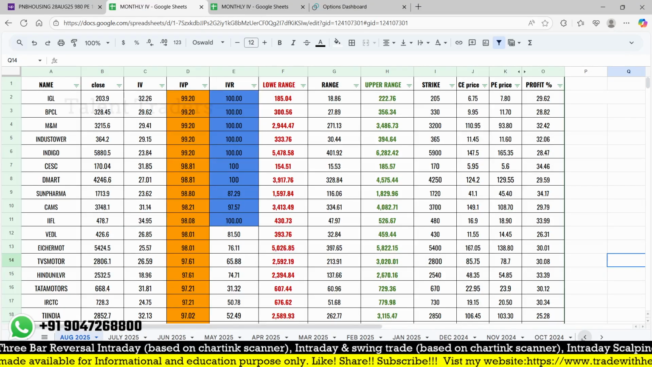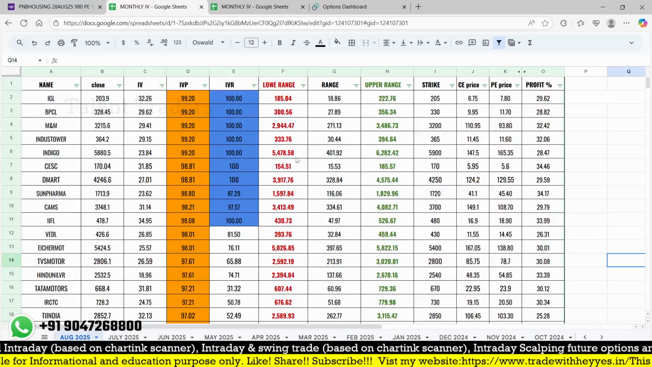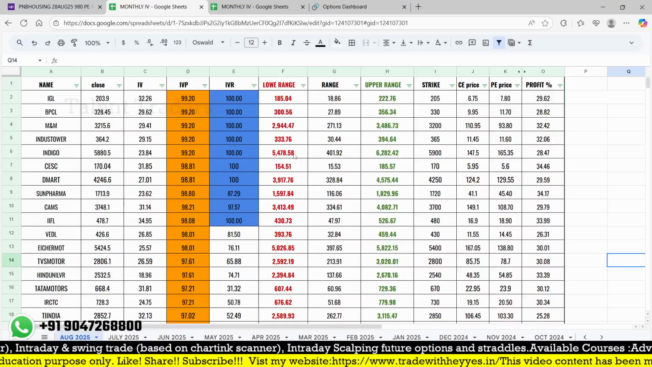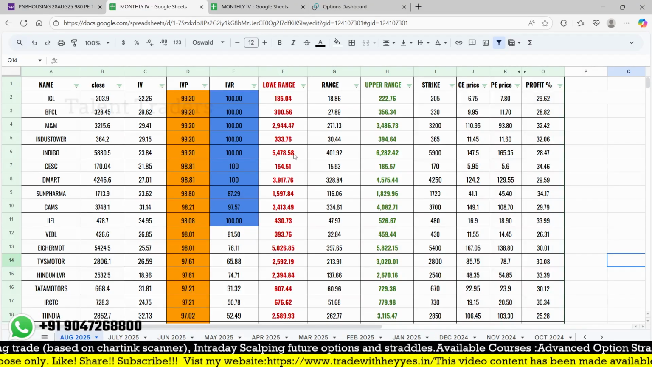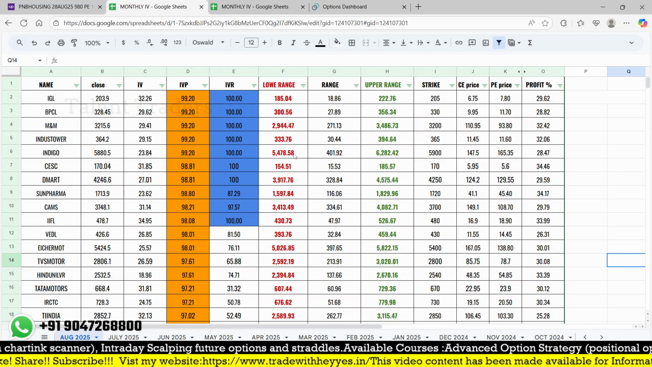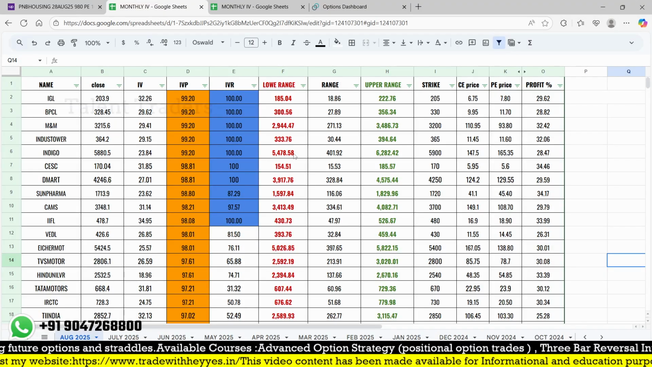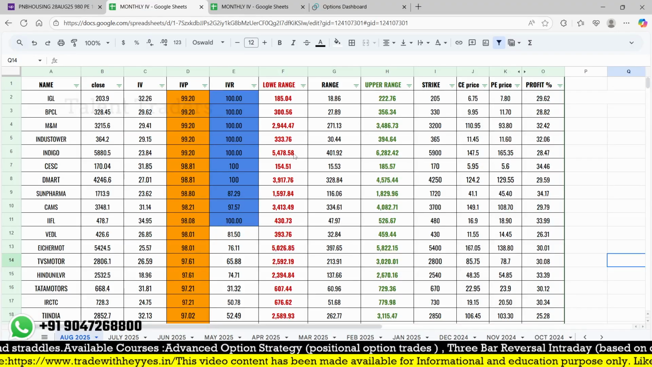From this list we will be able to find some non-directional setups. We have non-directional strategies like hedging with future and option, option with option, or future with options. These are the kinds of strategies we plan with this calculation.